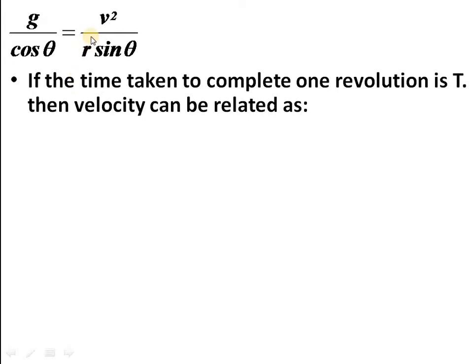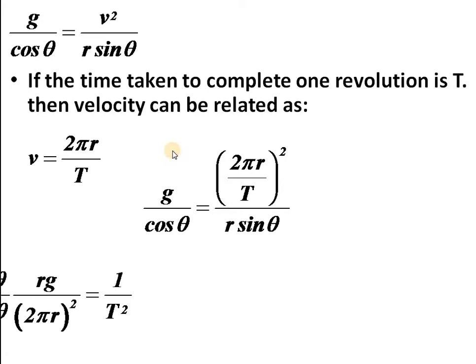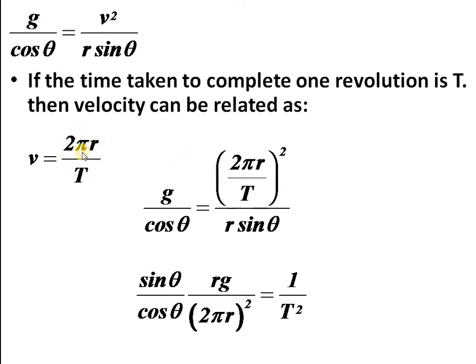And here you have a velocity, the velocity with which it is moving in the circular path. So velocity you can write as 2 pi r by T, because this is the total length of the circular path, and this is the time taken to move once around the path. So velocity equals distance by time, 2 pi r by T. You can insert this 2 pi r by T here. By removing this v, we get g by cos theta equals (2 pi r by T) all square by r sin theta.